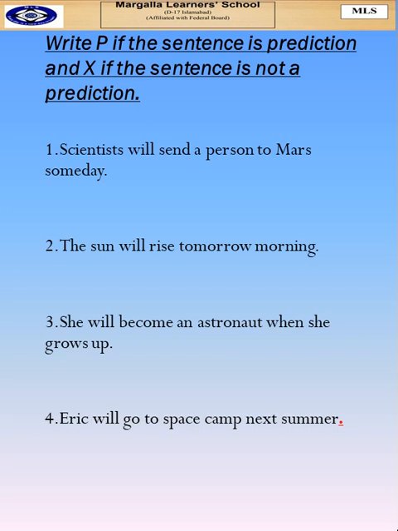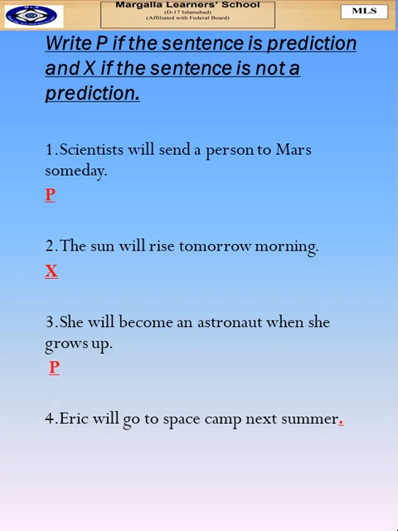Those sentences having will and they are predictions, we will mention P, and those which are not predictions, we will mention a cross. Scientists will send a person to Mars someday. Is it a prediction? Yes, you're right. The sun will rise tomorrow morning. It's a fact. Sun will rise tomorrow morning. It's not a prediction.